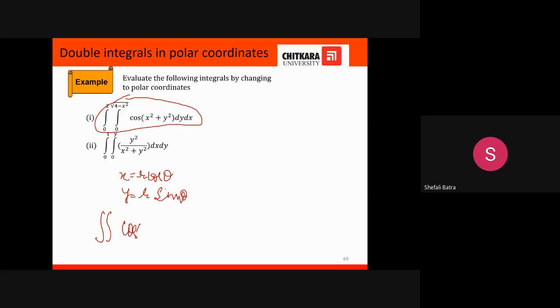cos of x square plus y square would be replaced by what? x square plus y square would be replaced by r square cos square theta plus r square sin square theta.